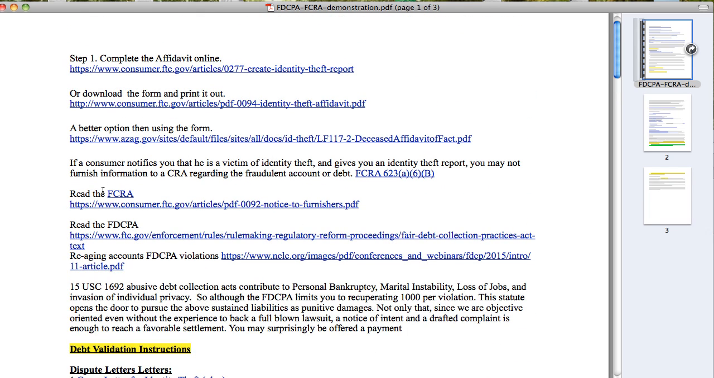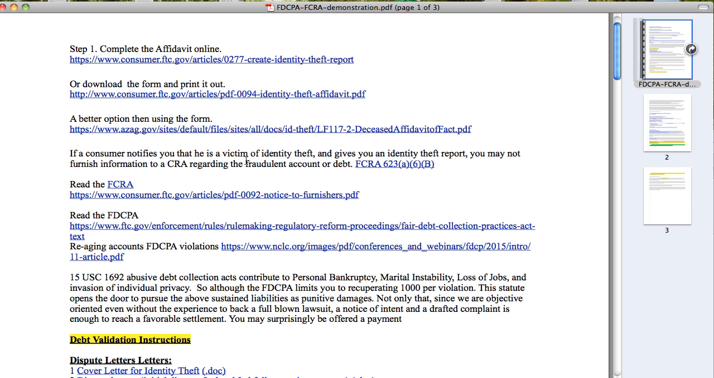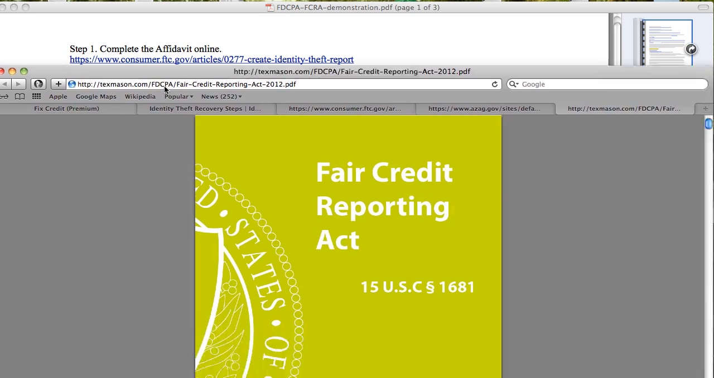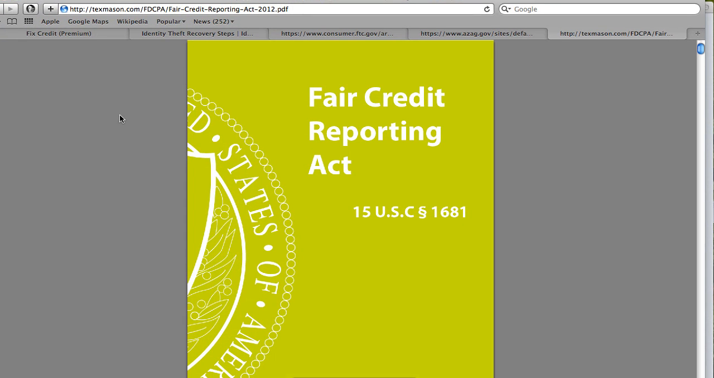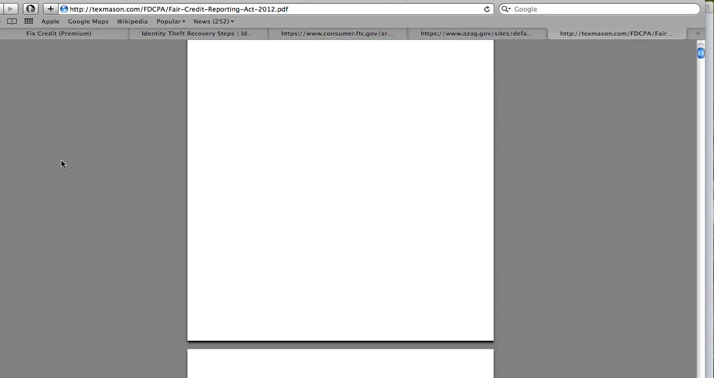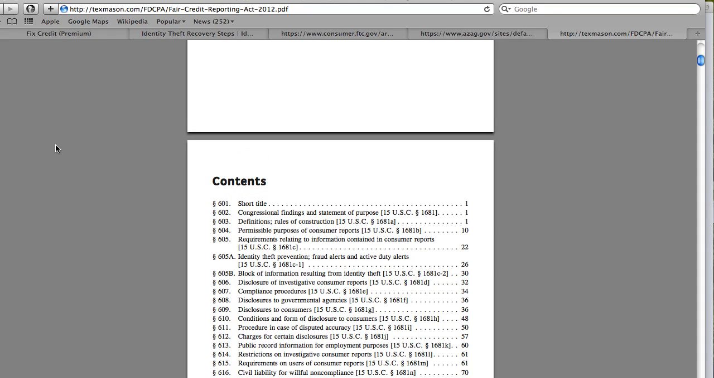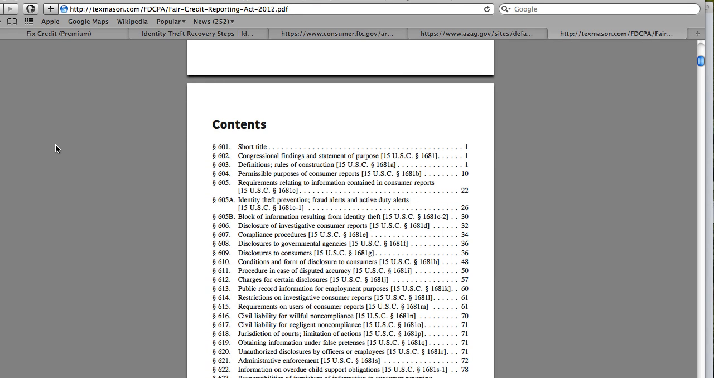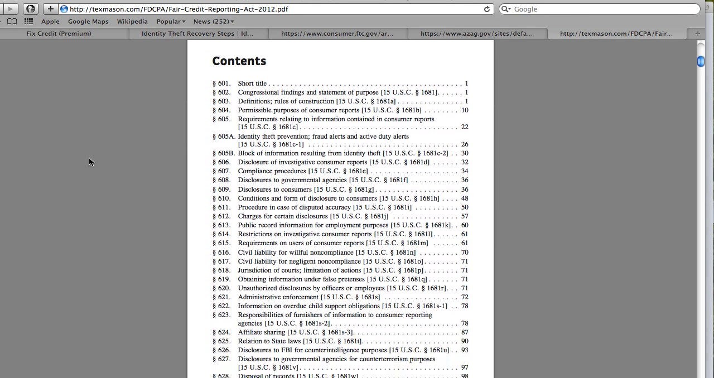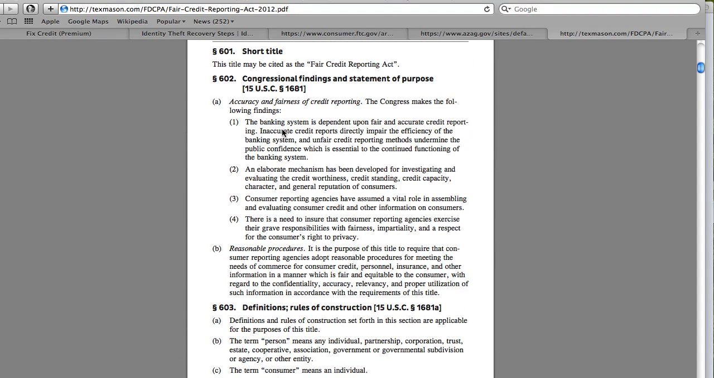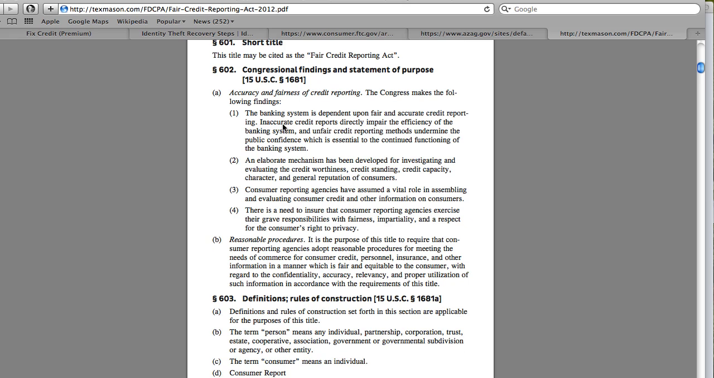Those are the affidavits of identity theft. We looked at it. You click this so you can read what the Fair Credit Reporting Act is. This is the Fair Credit Reporting Act of 2012. I like this because it's just easy on the eyes to read how they put this together. It's all laid out. The short title, subsection 602, subsection 603. It's all laid out well. That's why I like this one. It has congressional findings and statements and the purpose.